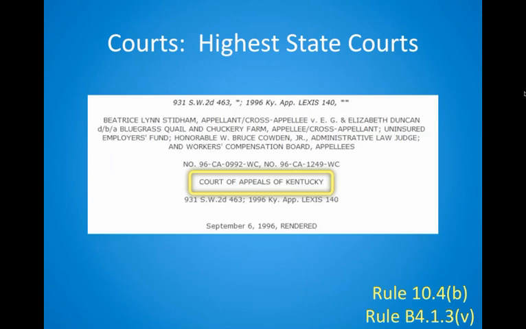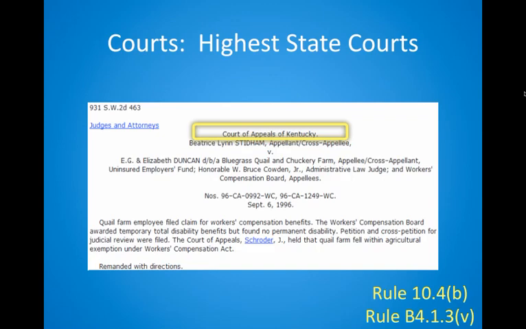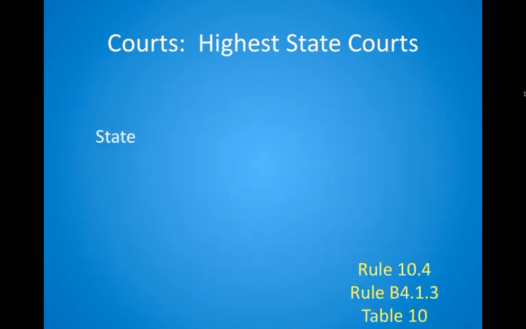Similarly, in Lexis, the Court of Appeals of Kentucky is listed as the deciding court following the case name and docket number. In Westlaw, the name of the state and deciding court appear at the top of the case, just before the case name. In citations, highest state courts are identified by the name of the state. Using our example, the court would be identified by the state, Kentucky.